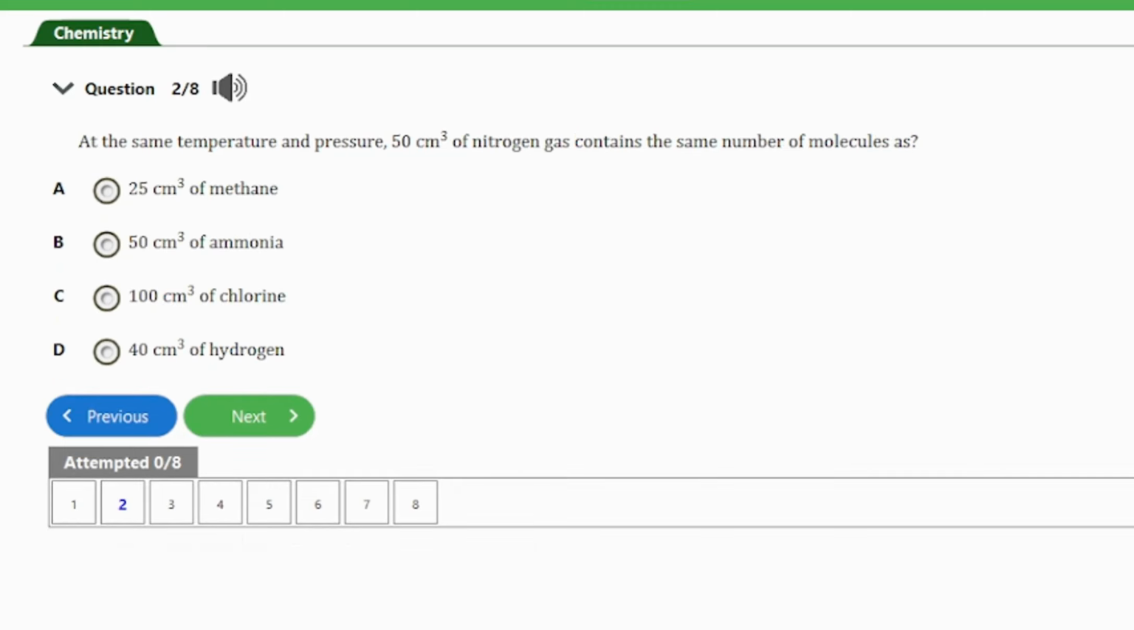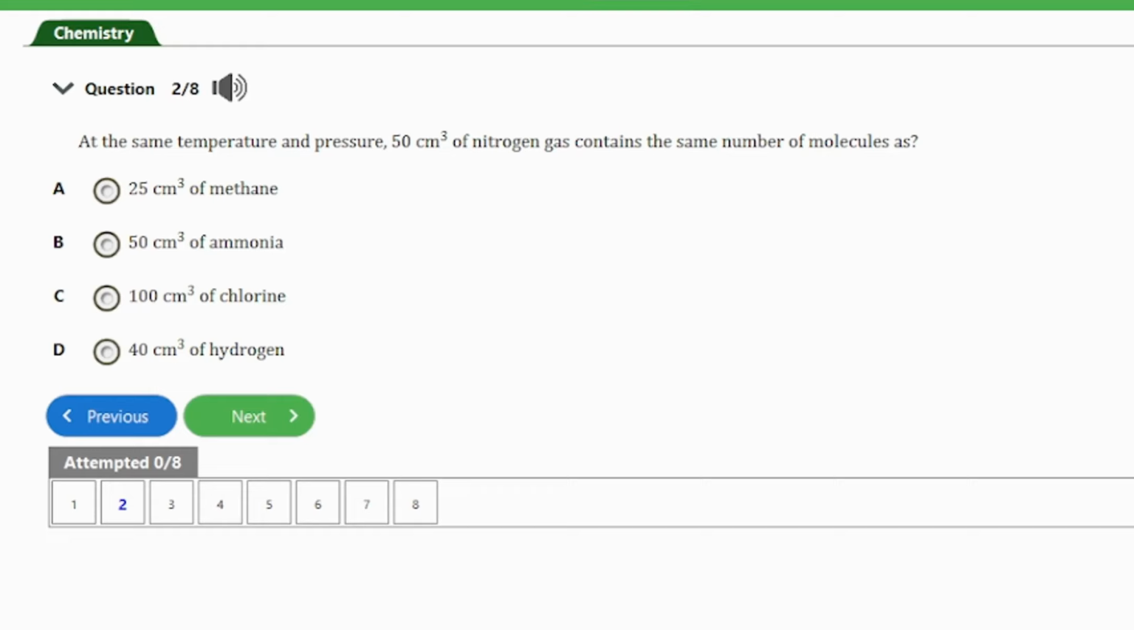The next question here is question number 2. The question says, at the same temperature and pressure, 50 cm cube of nitrogen gas contains the same number of molecules as A, 25 cm cube of methane, B, 50 cm cube of ammonia, C, 100 cm cube of chlorine, D, 40 cm cube of hydrogen. So guys, the answer to this question here is option B, and that's 50 cm cube of ammonia.